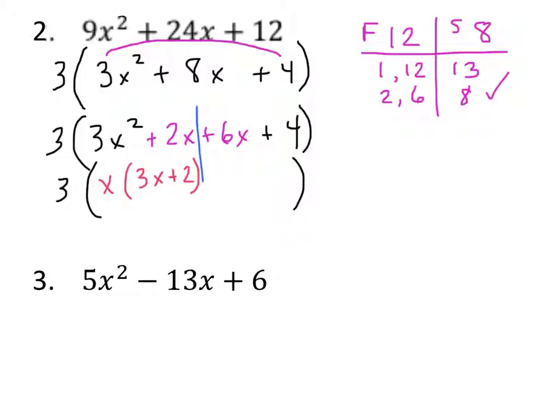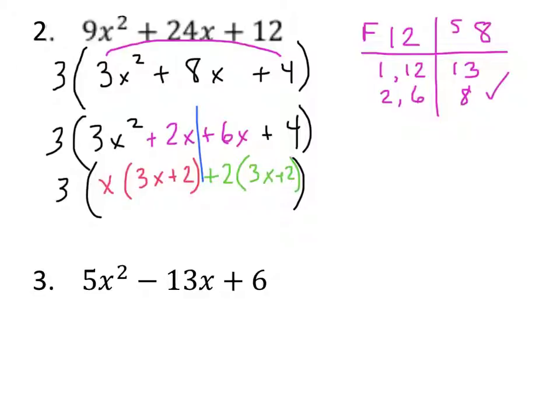When I divide x out of 3x squared, I'm left with 3x, and divide x out of 2x, I'm just left with 2. Alright, now if I divide the biggest thing, the greatest common factor, out of 6x and 4, that would be positive 2. That leaves me with a 3x plus 2 on the inside.